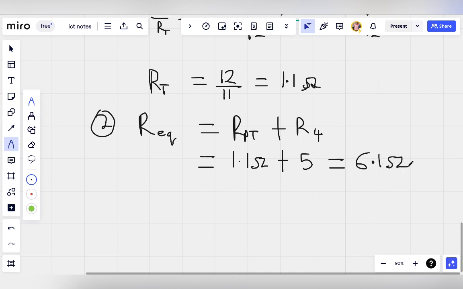You must always put the unit. If you don't put the ohms, you lose marks, because it could be 6 oranges if you don't put the units.